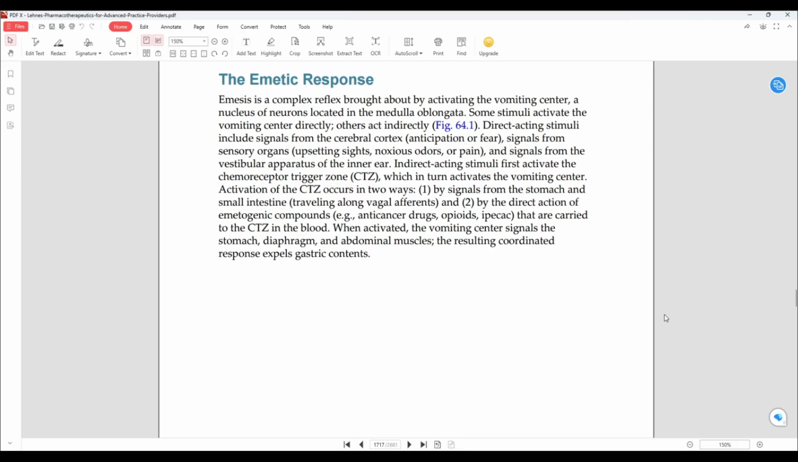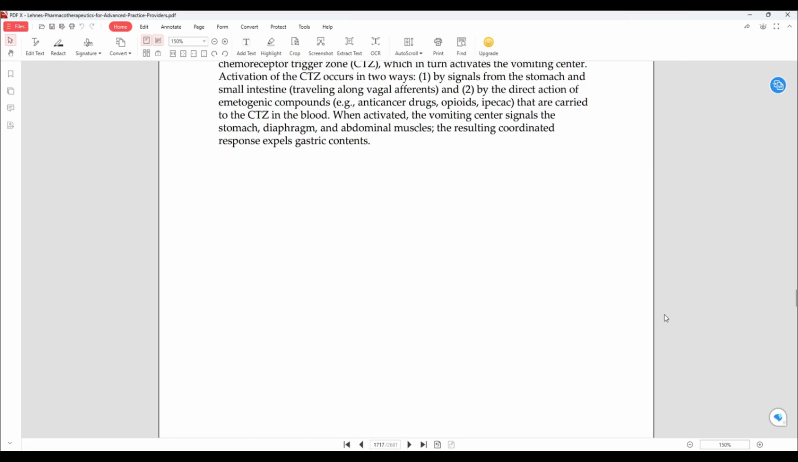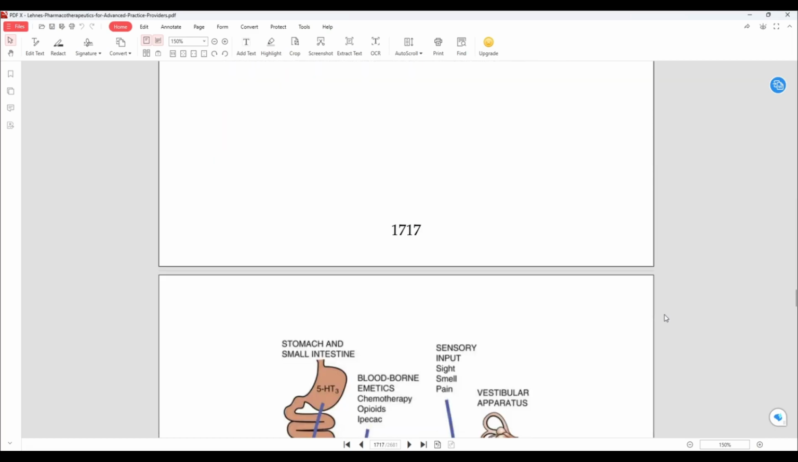Activation of the chemoreceptor trigger zone, or CTZ, occurs in one of two ways. One, by signals from the stomach and the small intestine traveling along the vagal afferents, and two, by the direct action of the emetogenic compounds, so anti-cancer drugs, opioids, or ipecac, that are carried to the CTZ in the blood. When activated, the vomiting center signals to the stomach, diaphragm, and abdominal muscles. The resulting coordinated response expels gastric content.